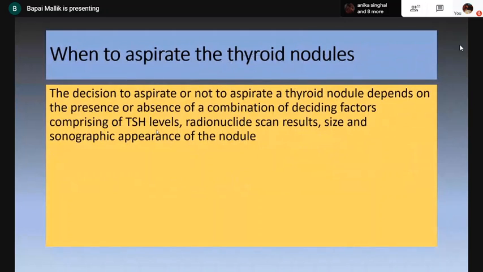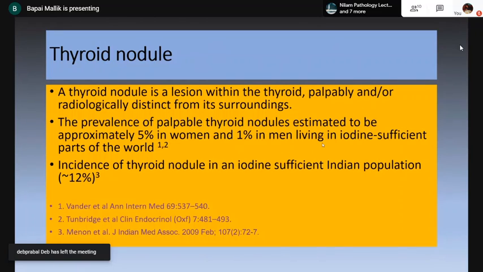Now, when do you aspirate thyroid nodules? This is a very, very important question. We just can't put a needle into every thyroid nodule. So the decision to aspirate or not to aspirate a thyroid nodule depends on a lot of variables, and on the presence or absence of a combination of deciding factors, which comprise most importantly TSH levels, as we are going to see very soon, radionuclide scan results, size, and other sonographic features associated with the nodules. It's very important. So what exactly is a thyroid nodule? It sounds very easy, but it might be a little bit tricky.